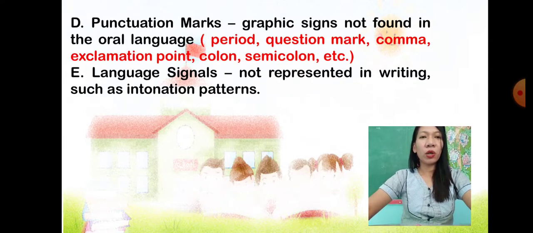D is the punctuation marks or the graphic signs which is not found in the oral language like the period, question mark, comma, exclamation point, colon, and semicolon, and etc. Last is the language signals not represented in writing such as intonation patterns.